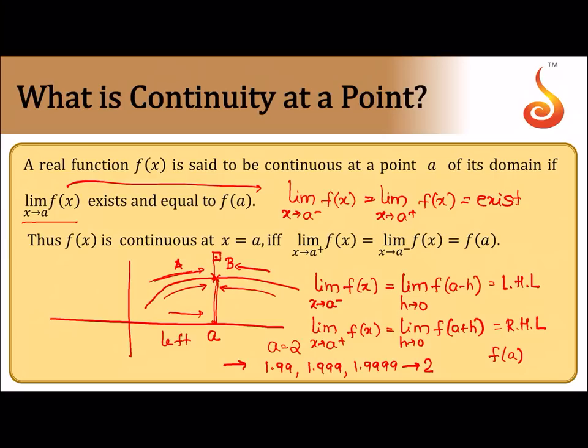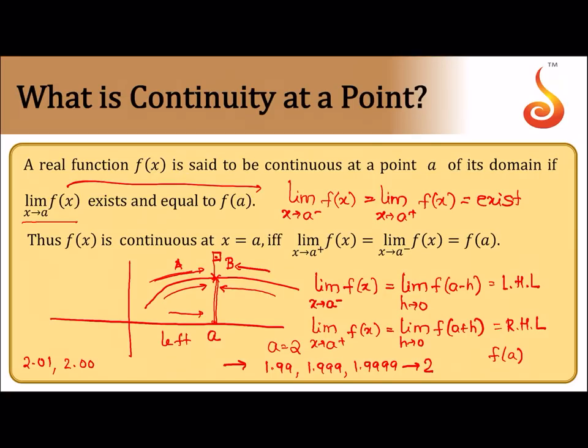Please, I am repeating once again. When is this possible? When the left hand limit is equal to the right hand limit. If these both are equal, then only we say the limit of f of x exists. Otherwise, the limit of f of x is only valid when you can write a specific value equal to f of a, when the left hand limit is equal to the right hand limit. Both exist and both must be equal.